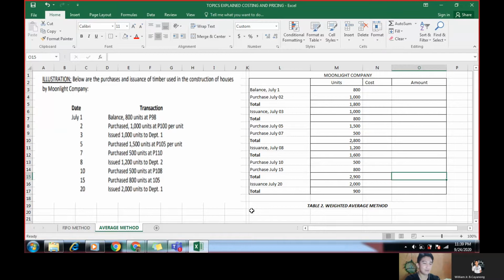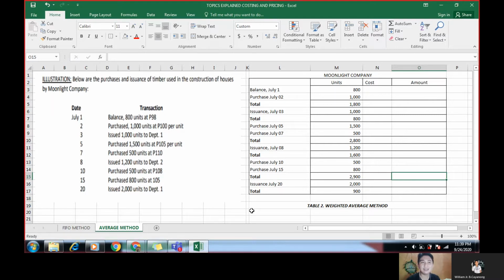Now, doon sa FIFO, napakadali lang kung ano yung unang pumasok na inventory sa company, yun yung dapat mauna, okay, na lumabas kapag ini-issue na siya sa departments. And so, isa din yung internal control to see to it na yung mga old stocks are always issued first before the new stocks. Okay, lalong-lalo na kapag mga perishable yung items natin. Now, we are going to try another approach which is weighted average method.